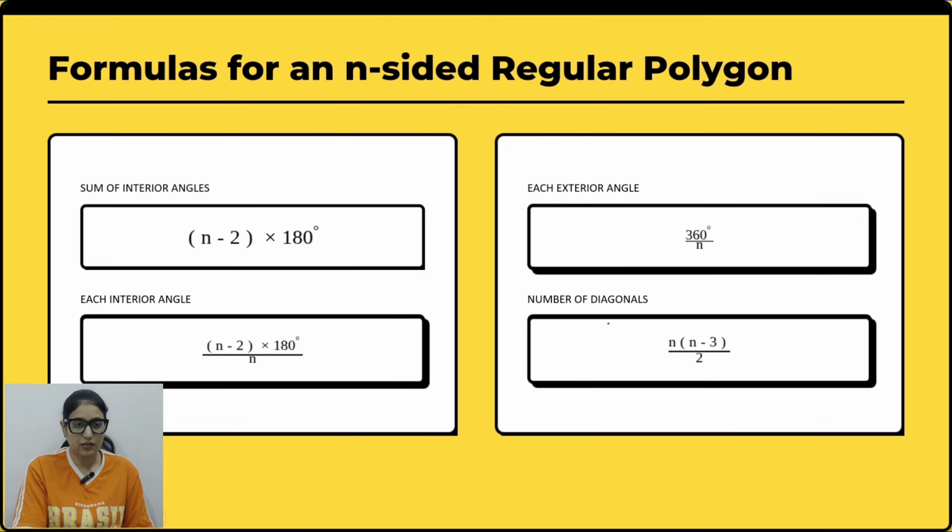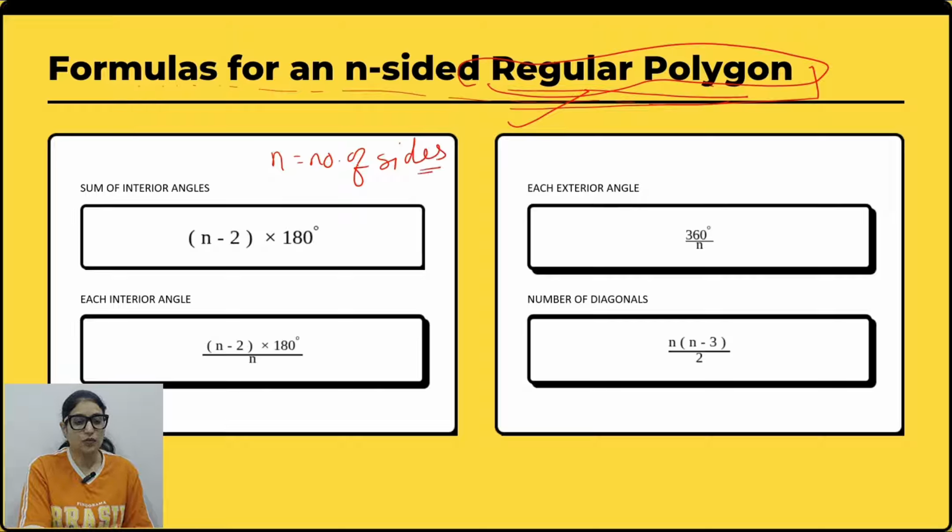Today we will learn formulas for an N-sided regular polygon. I think regular polygon is very clear to everyone, as we have done it in the previous class. A regular polygon means a polygon with equal sides. So whatever be the number of sides, they should all be equal to each other. That is your regular polygon. Here N will represent the number of sides.